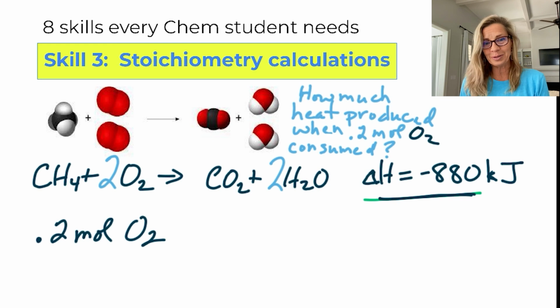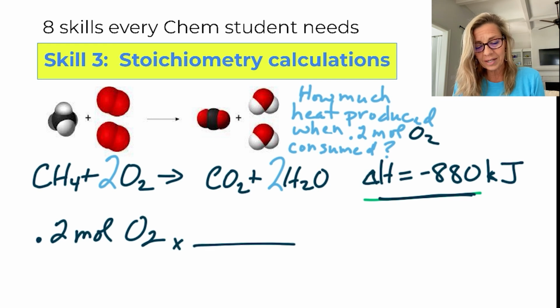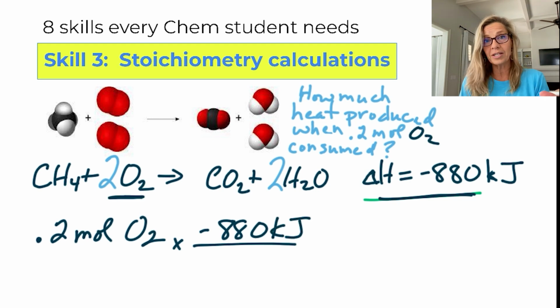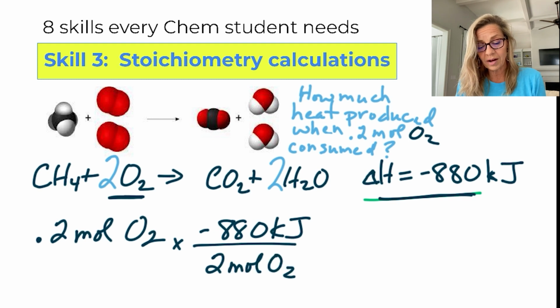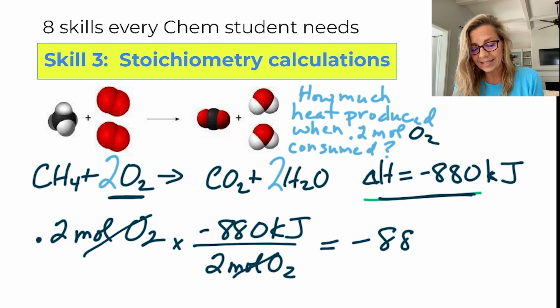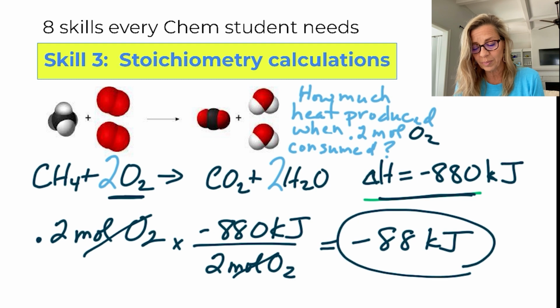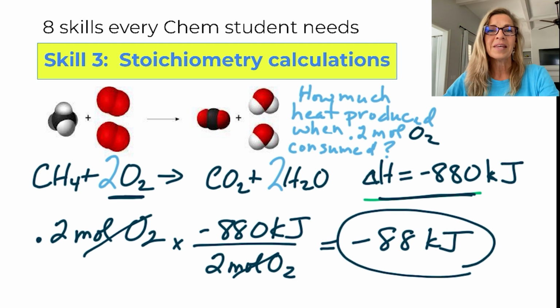Well, we don't have 2 moles, right? We have 0.2 moles. So what we're going to do is use that as a ratio. That's how many kilojoules per, go to the reaction, 2 moles of oxygen. Okay, so this is super easy, right? And so how many moles? The moles cancel, we're left with kilojoules, and so that is 88 kilojoules will be produced. Okay, and so you treat that enthalpy change just like you would another reactant or product.